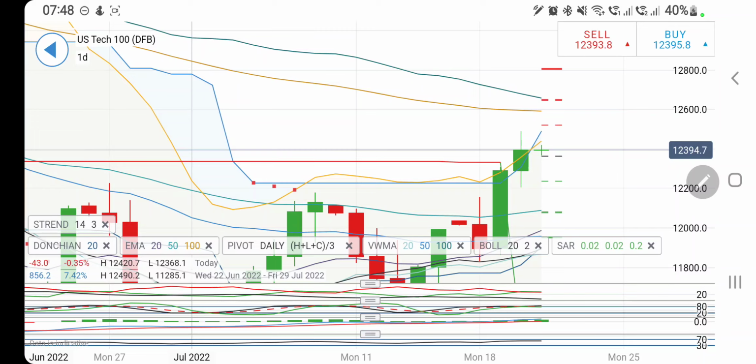Above and below, definitely we can see a decisive move. So trade accordingly, trade profitably.